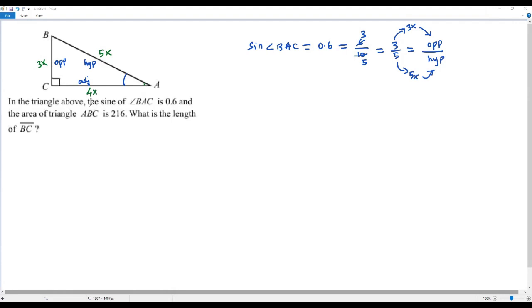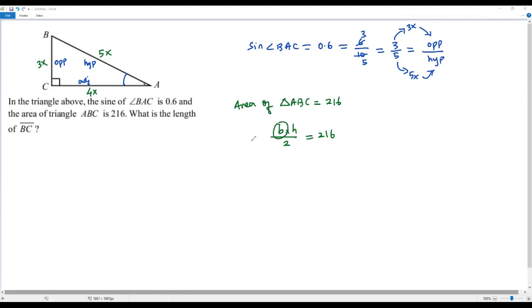Okay, now let's consider this particular piece of information. That is, the area of this triangle ABC is given, that is 216. Now let me write it over here. Area of triangle ABC equals 216. And we have the formula for the area of a triangle, base multiplied by height divided by 2, so equals 216. In this right triangle, apart from the hypotenuse, in the remaining two legs BC and AC, we can consider one of the legs as the base and the other leg as the height. Usually we consider AC as the base of the triangle and BC as the height of the triangle.